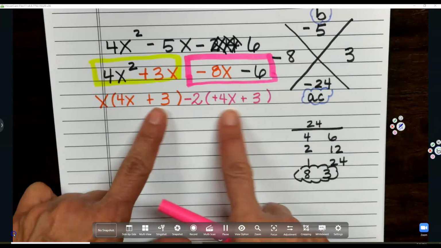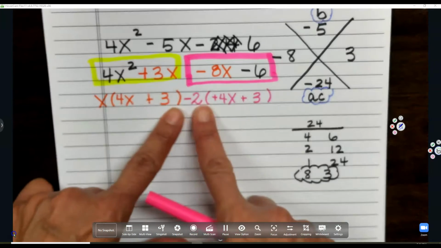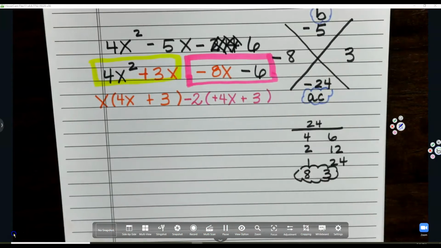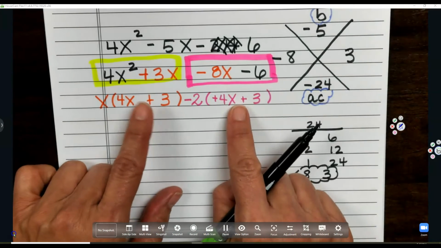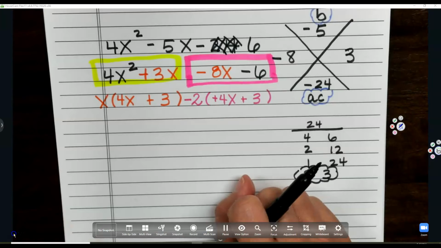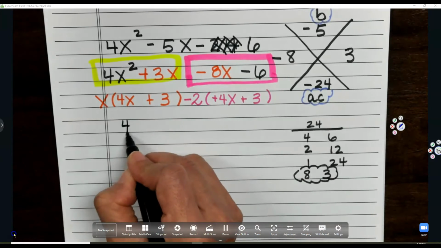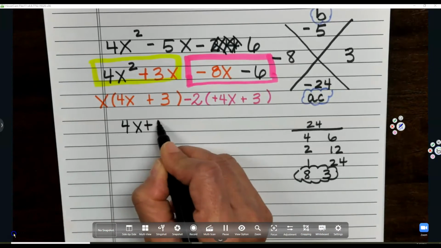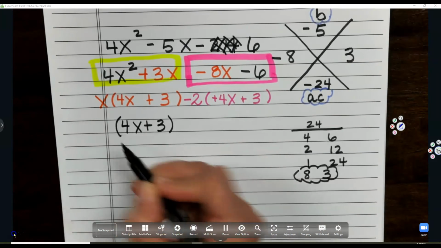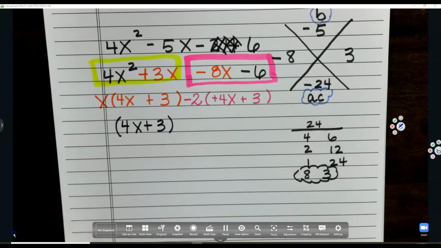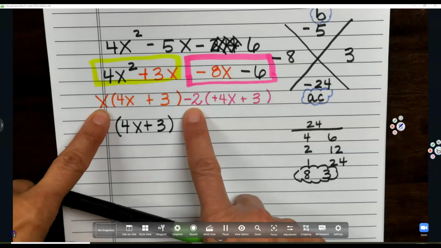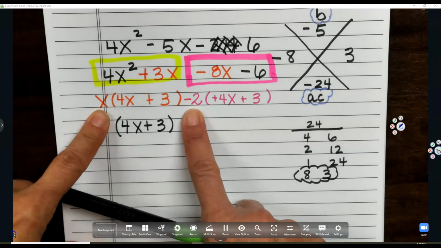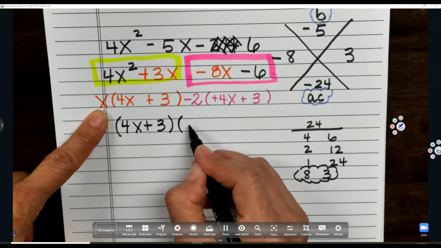Do you guys see how these match? Then you're done. Those are the factors. So look, here's how you write your final answer. The factors that match, that's one factor. So I'm going to recopy that 4x plus 3 once. The other factor is that stuff stuck out on the outside. So the other factor is x minus 2.